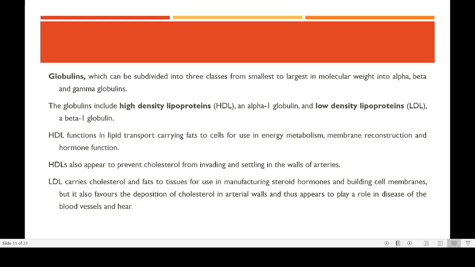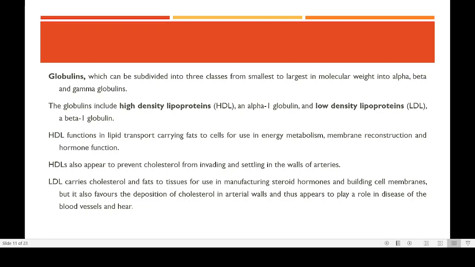Here you can see that the globulins are divided, on the basis of molecular weight, into three major types: alpha globulin, beta globulin, and gamma globulin. So there are three different types of globulin, classified mainly on the size or on the molecular weight.